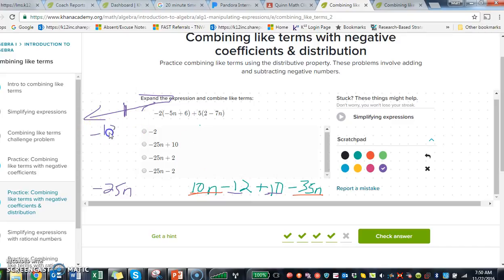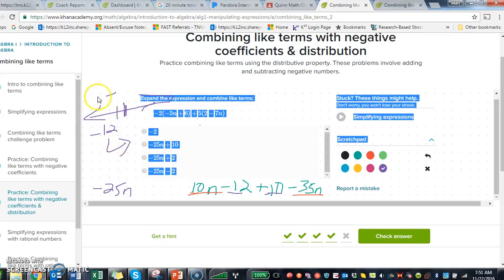Here's negative 12 somewhere over here. If I add 10 to it, you know I'm going to go to the right. So I'm actually going to end up with a negative 2. Oops, negative 2 right here. Okay? So at the end of the day, I've got negative 25n minus 2.